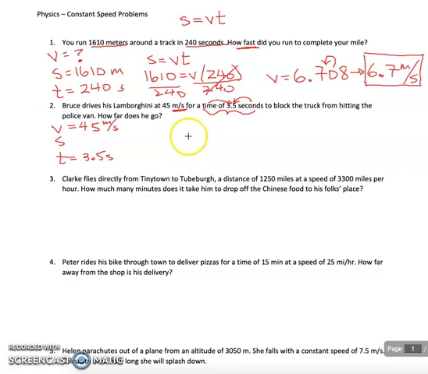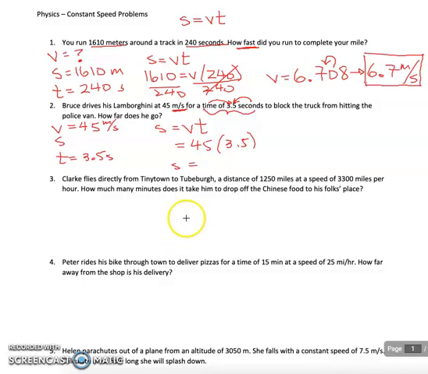To block the truck from hitting the police van. So we have some implied things going on here. Some truck is going to run into a police van, and this guy Bruce, who's in a Lamborghini, sees that and speeds up to get in the way. I don't know why he would do this, but he did. So S equals Vt. How far was he driving for that? So we're going to have 45 and then 3.5, and this time we're going to be multiplying. So S equals 45 times 3.5.